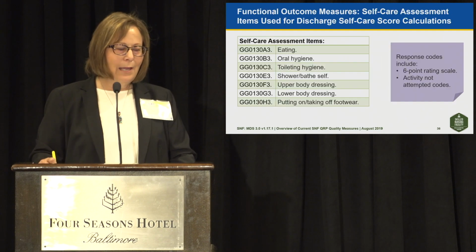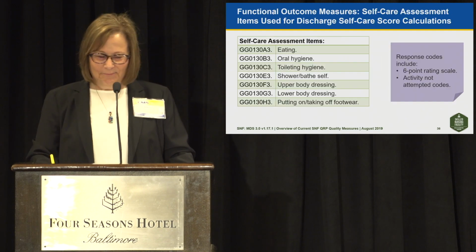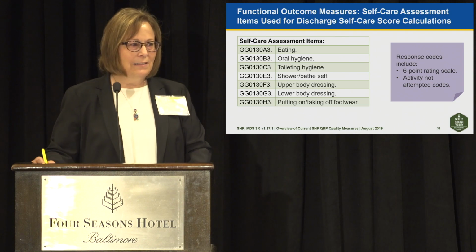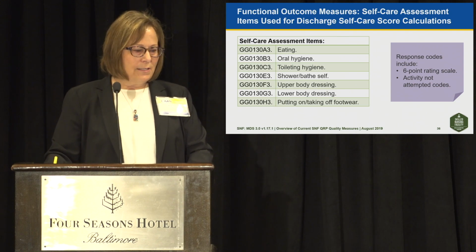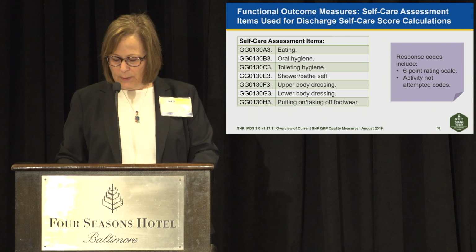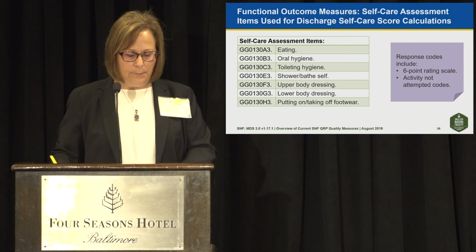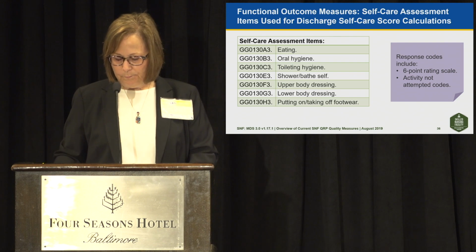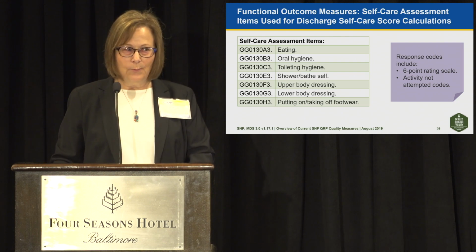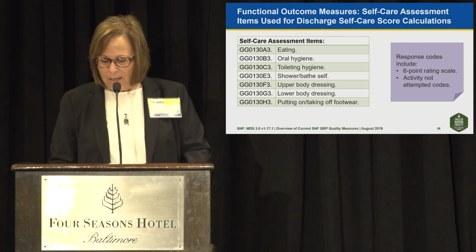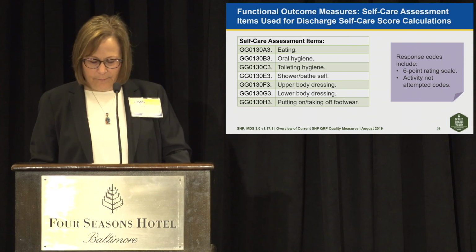include the 6-point rating scale. The 6-point rating scale is 01 through 06, any of the activity not attempted codes, as well as if the item is skipped, dashed, or missing. The exclusions.